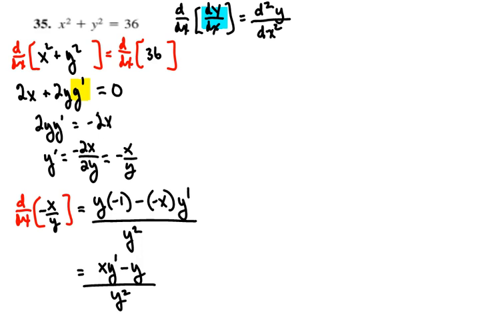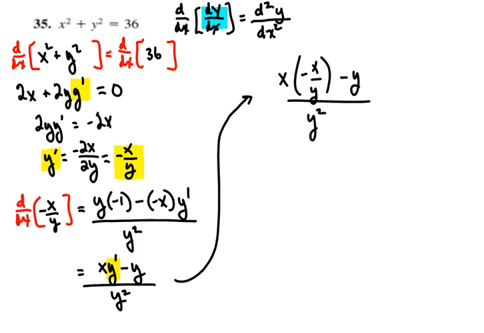Now I can't leave it in this way because I have the y prime in there. And we've talked about this in class. Since y prime is equal to negative x over y, I'm going to substitute negative x over y for y prime in the second derivative. Okay, just as we discussed previously. And when I do this, I end up with x times negative x over y minus y over y squared. Multiplying out the numerator, I'm going to get negative x squared over y minus y over y squared.